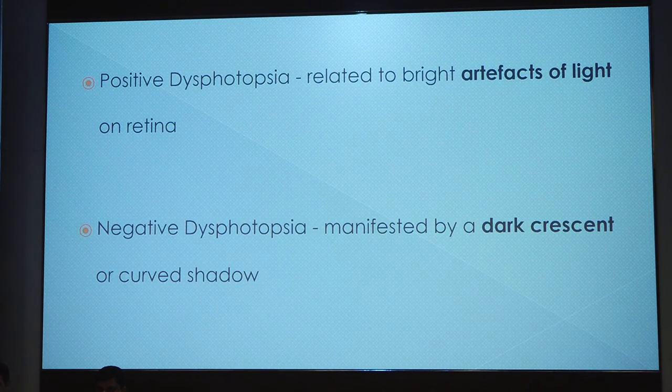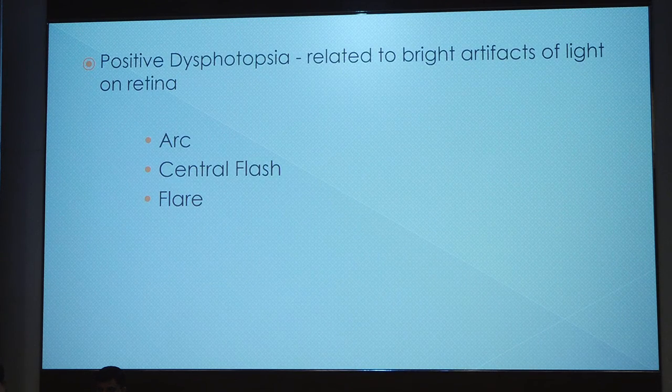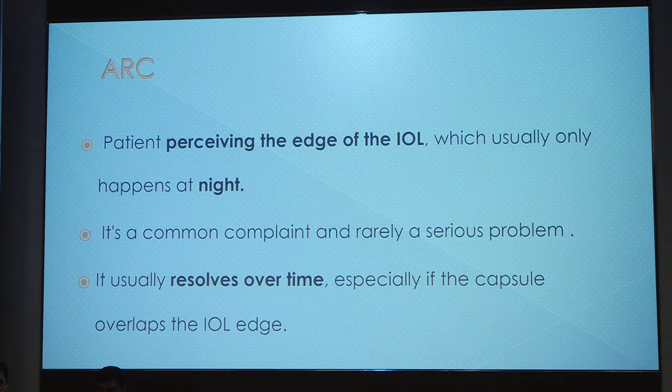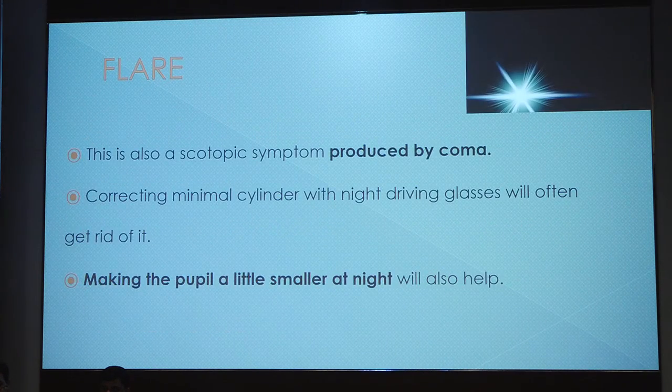Negative dysphotopsia is the dark shadow, whereas positive dysphotopsias are the artifacts of light described by the patients. With positive dysphotopsias, an arc is sometimes perceived by the patient in slightly less illuminated conditions. That is the actual edge of the IOL casting a different light reflex. It resolves over time, especially when the capsule opacifies, as long as the capsule is covering the edge. So it's very important to make sure that the capsule overlaps the edge of the IOL.